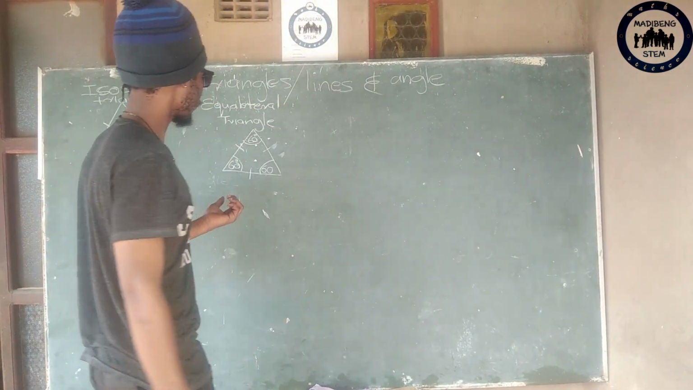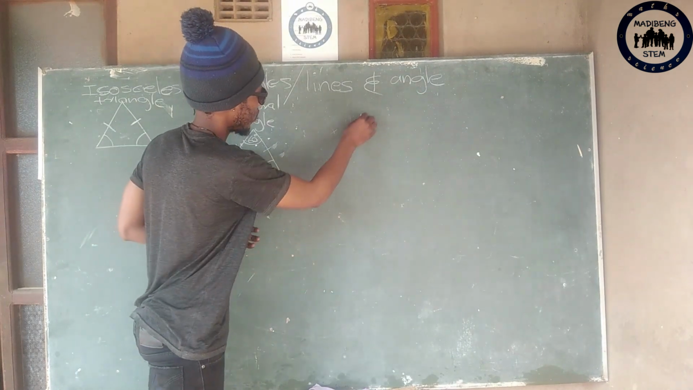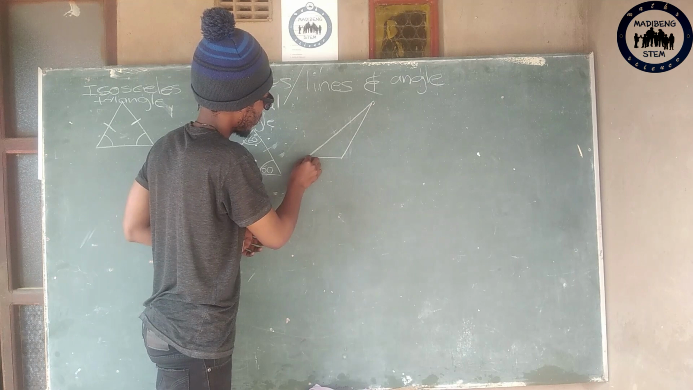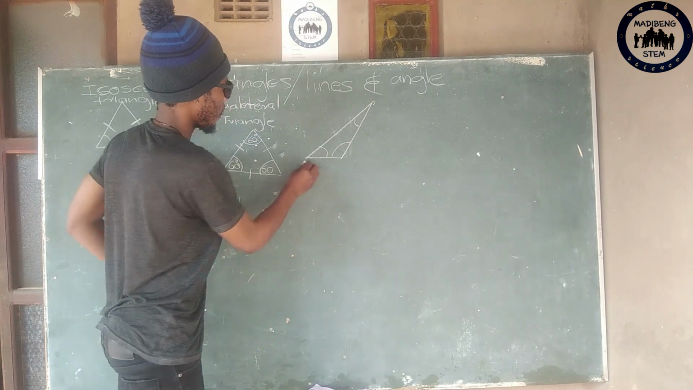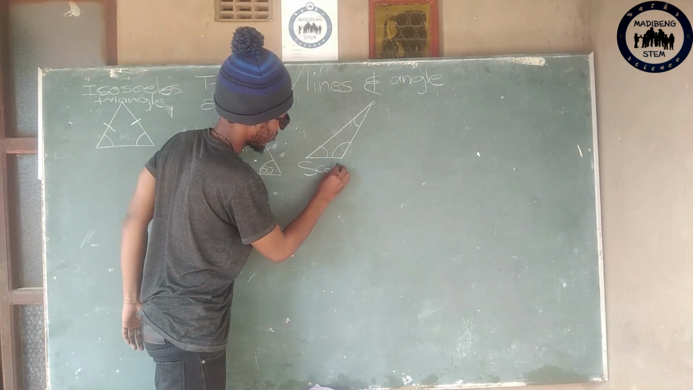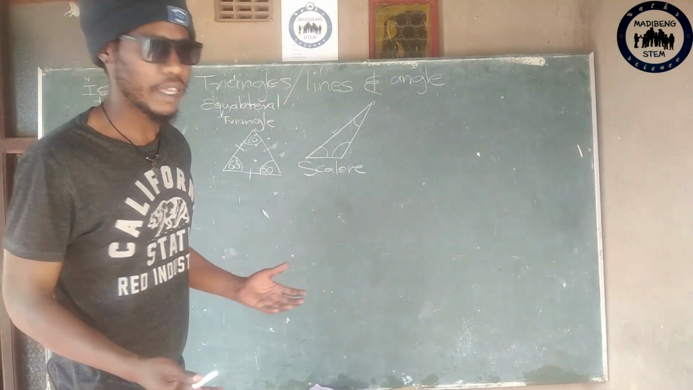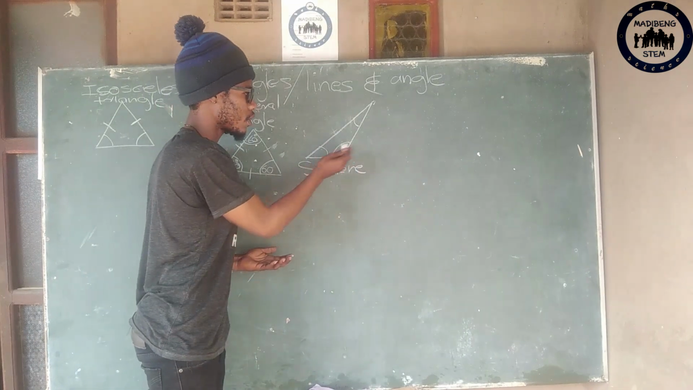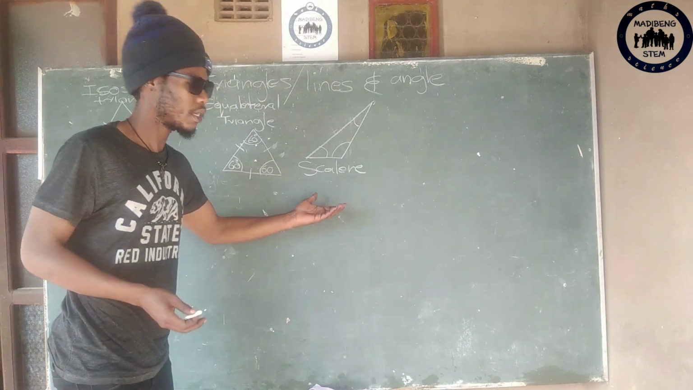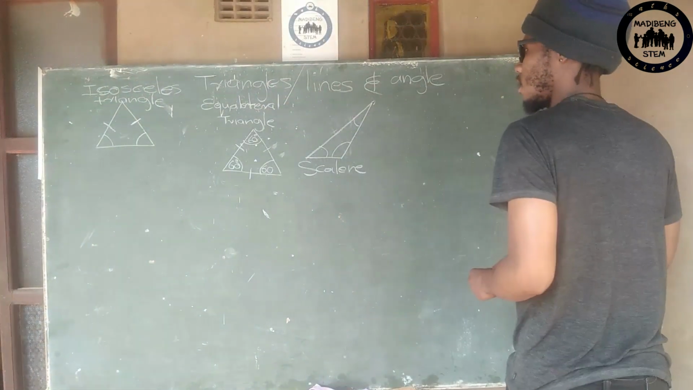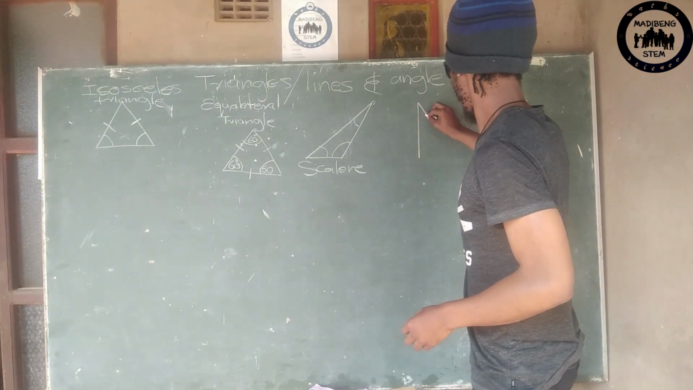There is also the scalene triangle. This triangle has three different angles and three different sides. All three sides are not equal and also the three angles are not equal. It's called a scalene triangle. There's also the last one.